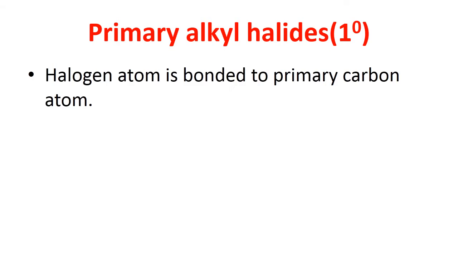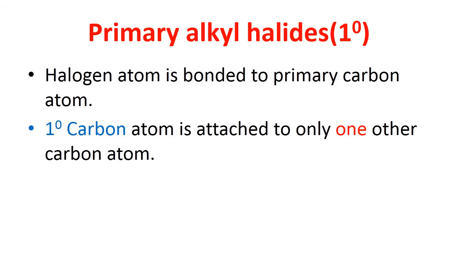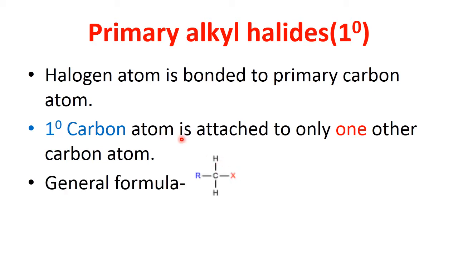First we will talk about primary alkyl halides, and these primary alkyl halides are represented as 1 degree. Primary alkyl halides are those in which the halogen atom is bonded to a primary carbon atom and that primary carbon atom is further attached to only one other carbon atom and therefore it is called a primary alkyl halide. These primary alkyl halides are represented as RCH2X. In this case R is an alkyl group and X is a halogen atom, such as chlorine, bromine, iodine and fluorine.